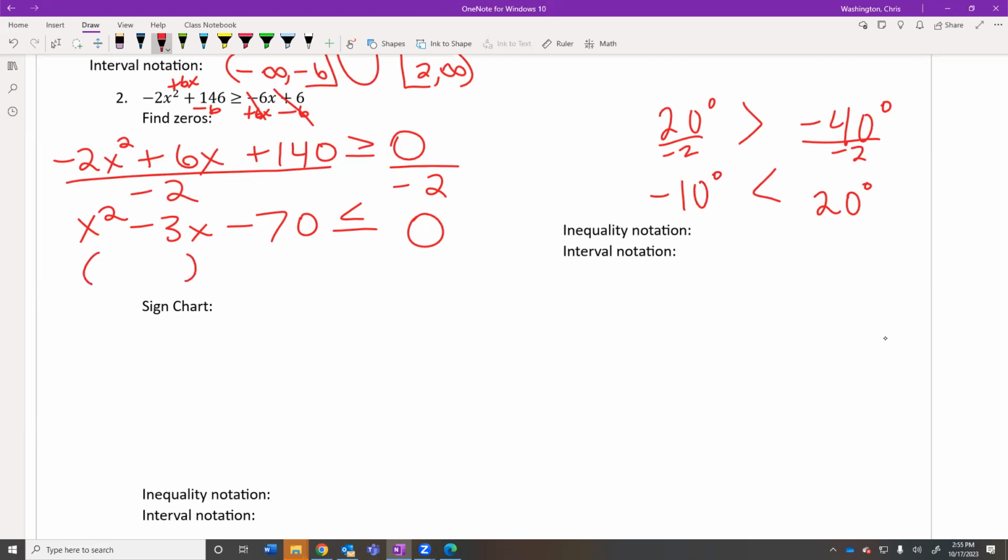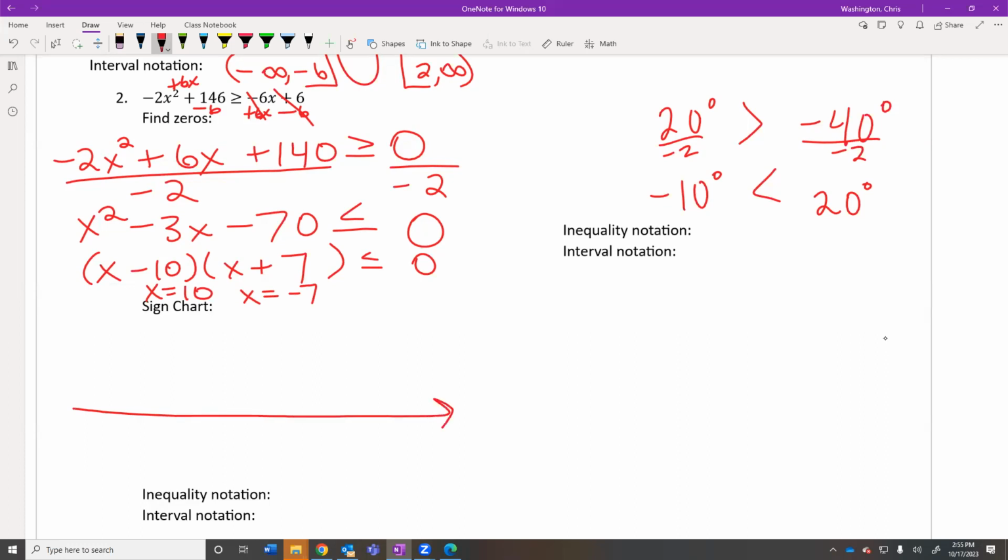So at this point, we can factor. We have x squared minus 3x minus 70 is less than or equal to 0. So what can we multiply to get negative 70 that adds to give us negative 3? That would be x minus 10 and x plus 7. So what we're doing at this point is just solving the quadratic equation, just like we did on our test before fall break. X minus 10, so x equals 10. X plus 7, so x equals negative 7.